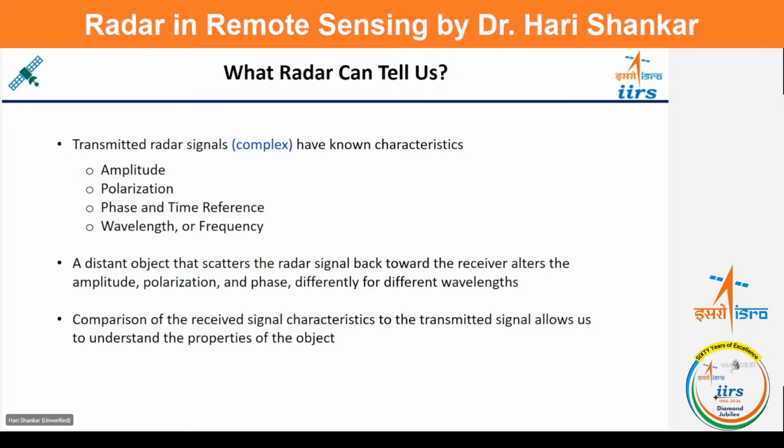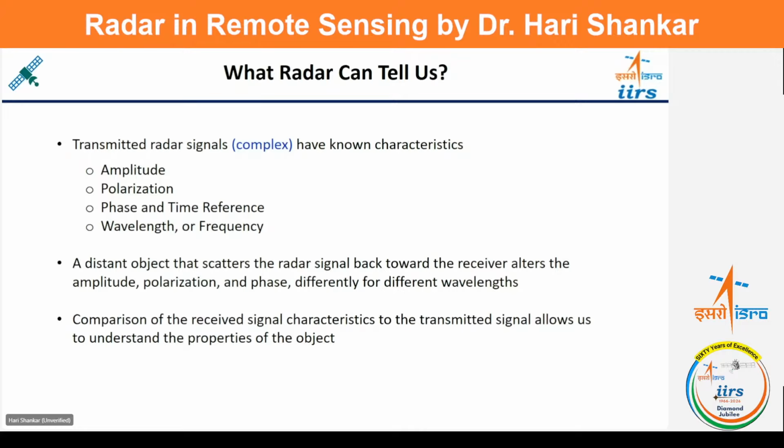So in radar systems, we are using these signals, and these characteristics we are going to investigate. Whatever changes we are observing, those changes we are linking with the processes or phenomena happening on the surface. That is a very, very important thing which we can tell from the radar data sets.